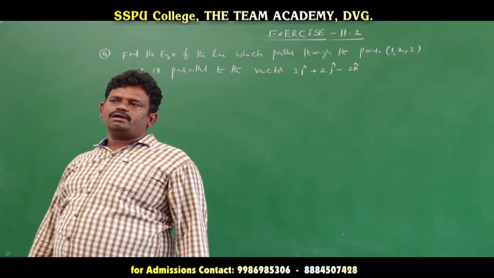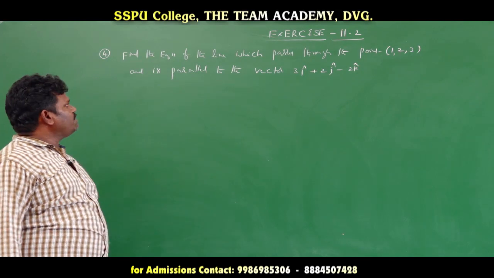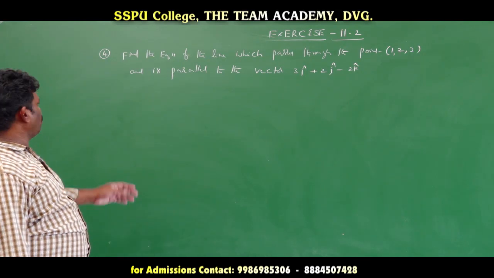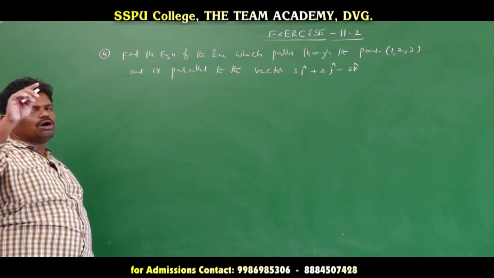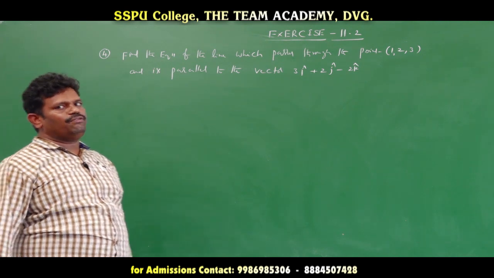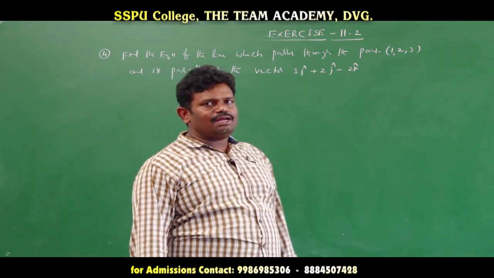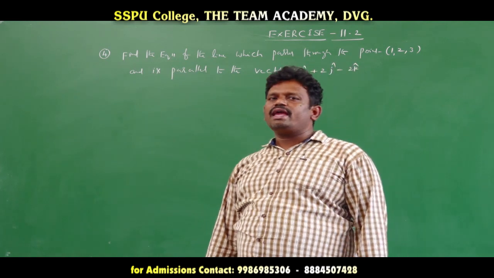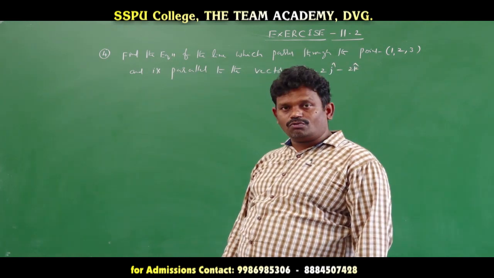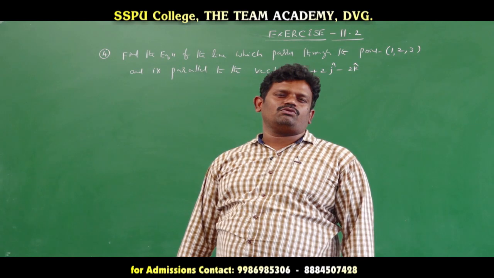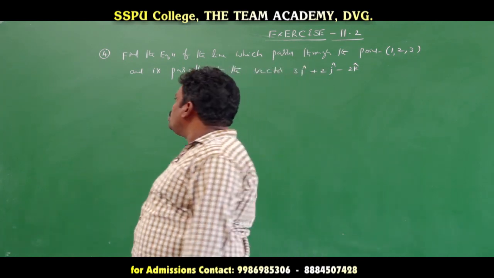Okay? Let's see. Next one. Find the equation of the line which passes through the point and is parallel to the vector. This is the first theorem: the equation of a line passing through the point A and parallel to the vector B bar is the vector equation R bar is equal to A bar plus lambda into B bar.